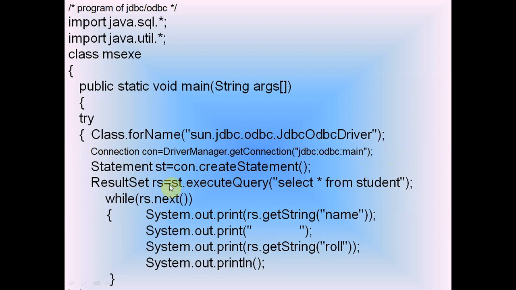In this program we are using the select query: select asterisk from student. We write the execute query statement function. By this execute query function we run the select query and extract all the data from the student table into the rs object. By using while rs.next we extract one record, one row at a time. We use getString for name and getString for roll number, and System.out.println. By this statement we print the extracted values. So this is the complete program.